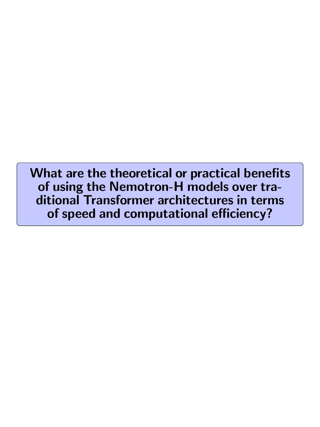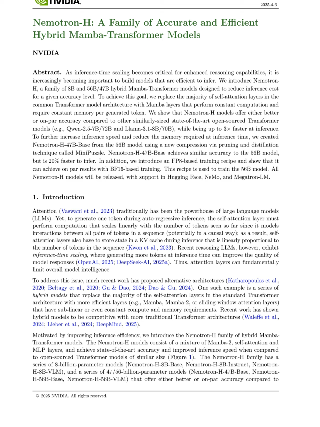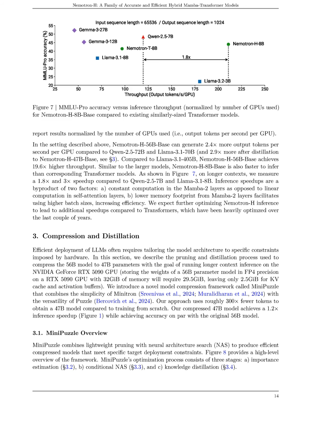What are the theoretical or practical benefits of using the Nemotron-H models over traditional transformer architectures in terms of speed and computational efficiency? The Nemotron-H models offer significant theoretical and practical benefits over traditional transformer architectures, particularly in terms of speed and computational efficiency. Firstly, they utilize a hybrid architecture that incorporates Mamba-2 layers, which provide constant computation as opposed to the linear computation required by self-attention layers in standard transformers.